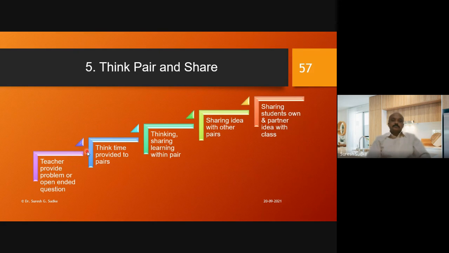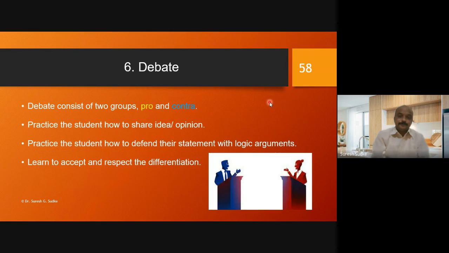So what are the teachers doing? The teachers provide the problem or open-ended question. The students are provided with think time. The students think, share and learn with their peer, sharing the idea with each other, and finally sharing the idea with other peers or in front of the class. This is known as think pair share.